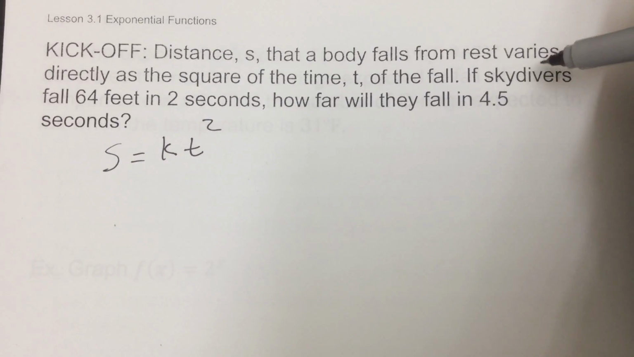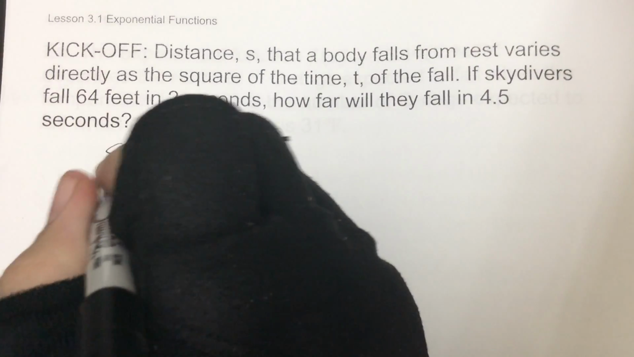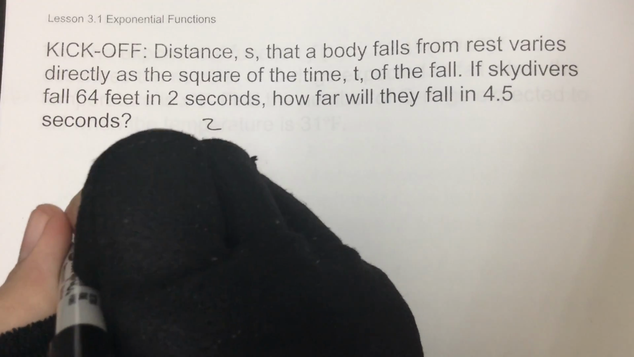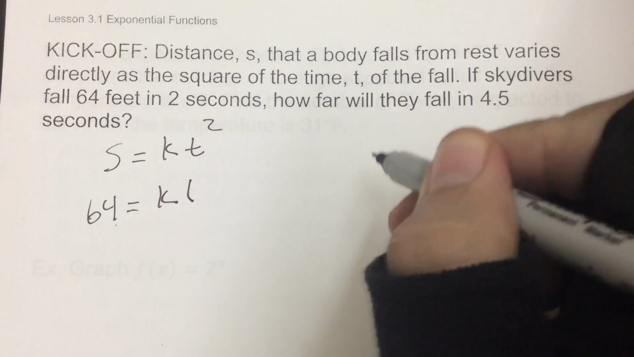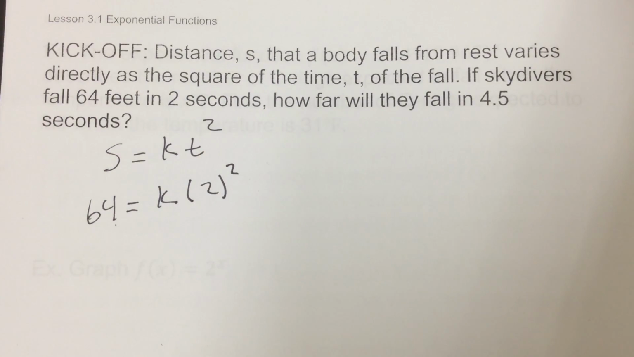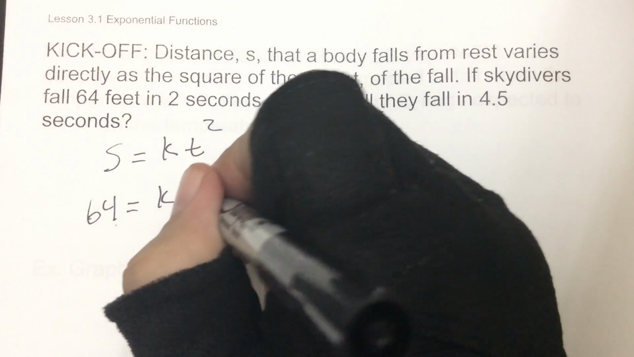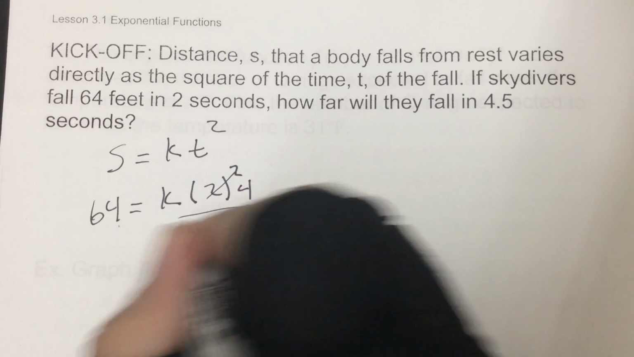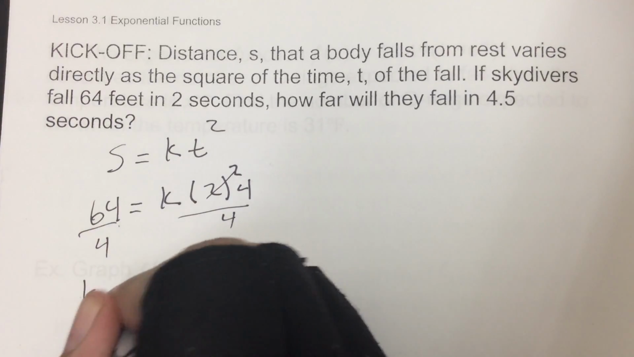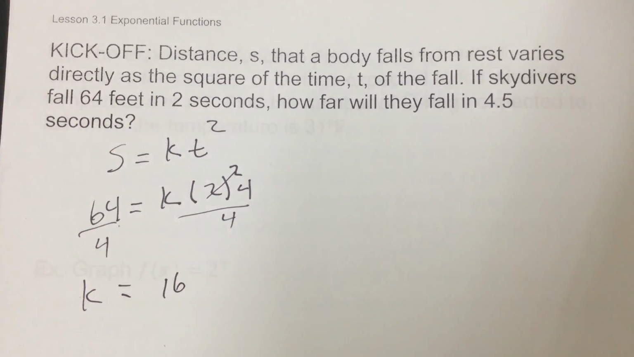It says skydivers fall 64 feet in 2 seconds. So s is our position, that distance it's fallen. So 64 equals k. Our t is 2, and it's squared. So 2 squared would be 4. So technically 4k. We're going to divide by 4 to get to the other side. So k is going to be 16.